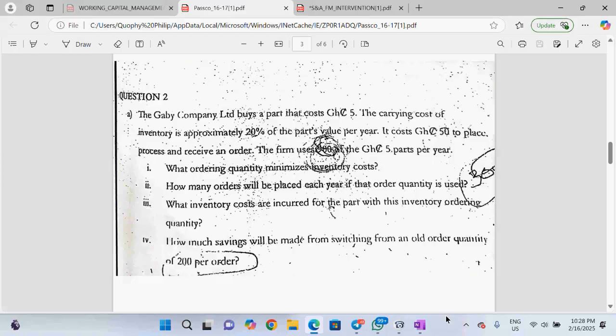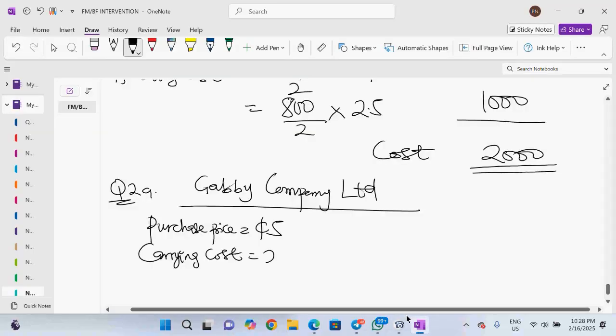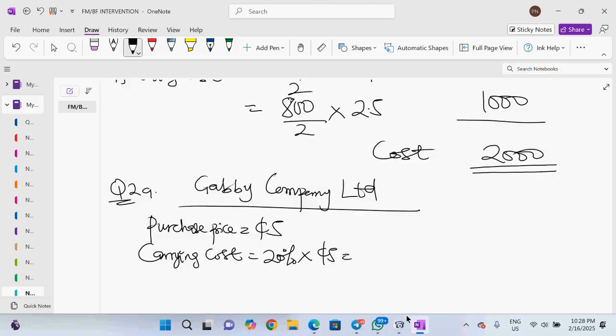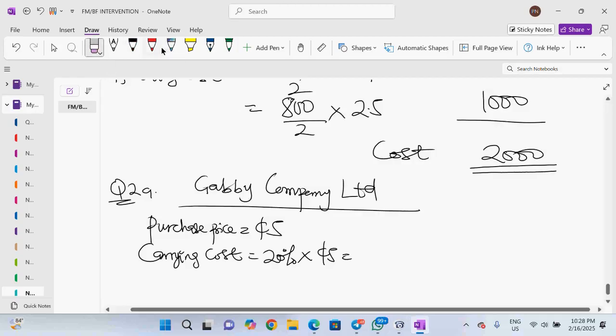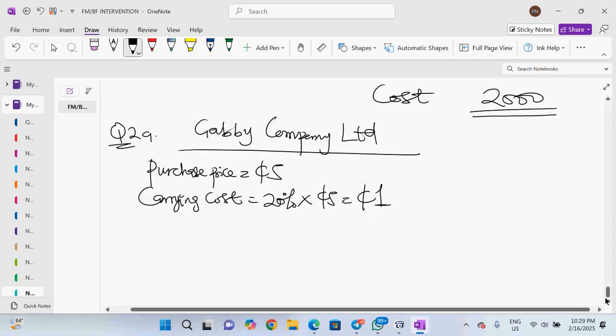Like the first one that we saw, that's 20% of what? 5 cedis. So how much would that be? 20% of 5 is 1 cedi. So that is 1 cedi.